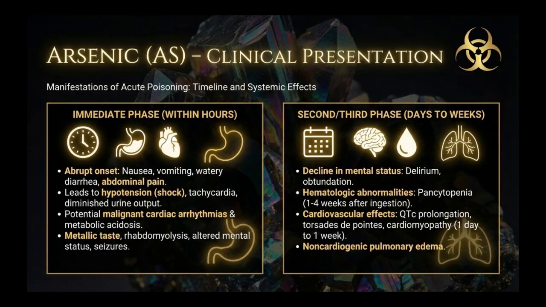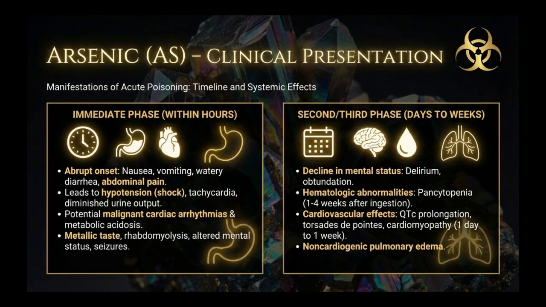The immediate phase occurs within hours and is characterized by the sudden onset of symptoms such as nausea, vomiting, watery diarrhea, and abdominal pain. These symptoms may lead to low blood pressure, rapid heart rate, decreased urine output, and the potential development of serious cardiac arrhythmias and metabolic acidosis. Rhabdomyolysis and altered mental status, including lethargy, agitation, or seizures, may also occur. Additionally, patients might experience a metallic taste or irritation in the oropharyngeal region.